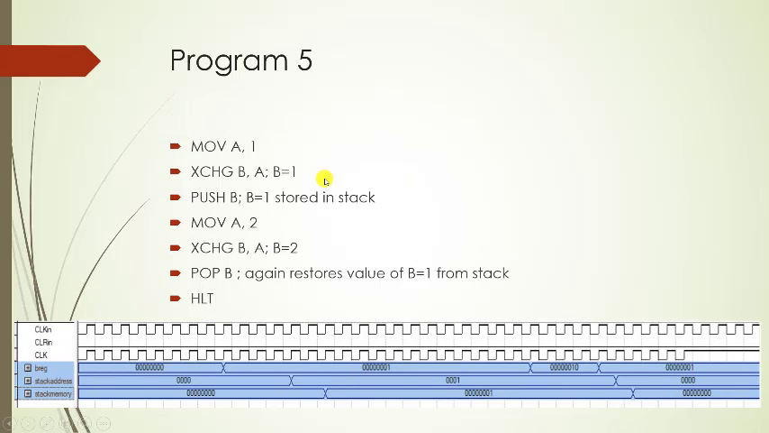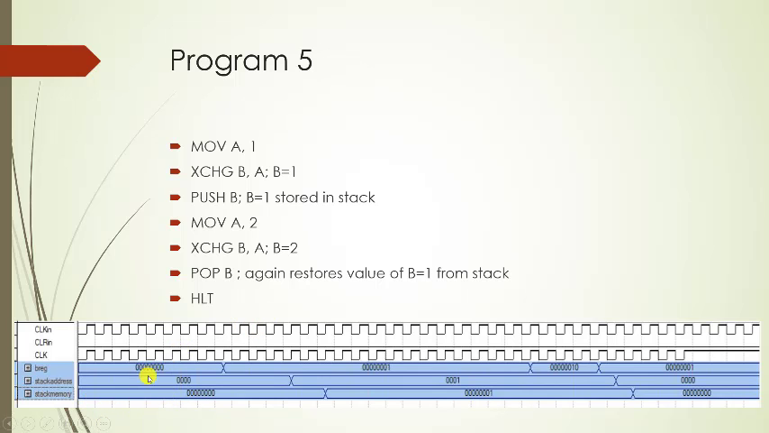In this program we have demonstrated the push and pop statements. So here first we have moved 1 into A, then we exchange BA, so B has the value of A. Now if we push B, so now B equal to 1 is stored in the stack. Now if we move 2 into A and exchange BA, B now has the value of 2. Now if we pop B, it again restores the value of B equal to 1 from the stack, and then the program stops.